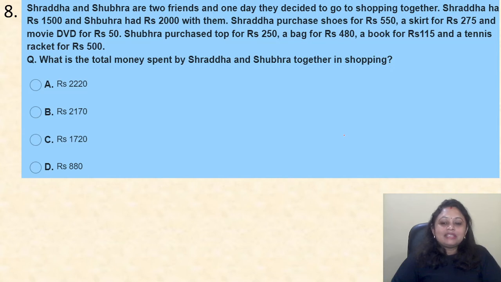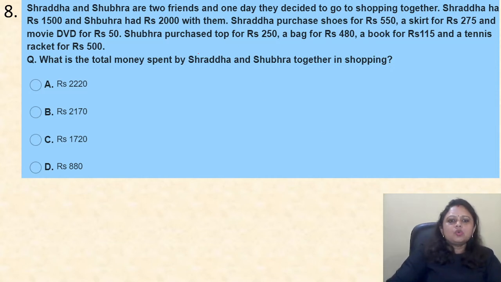Okay, so it seems like they have done a lot of shopping, right? Yes. And the options are A rupees 2220, B rupees 2170, C rupees 1720, D rupees 880.